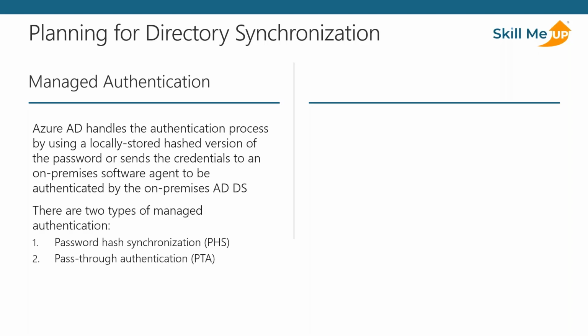There are two types of authentication when using the hybrid identity model. The first one is managed authentication. So Azure AD handles the authentication process by using a locally stored hashed version of the password, or sends the credentials to an on-premises software agent to then be authenticated locally. There are two types of managed authentication. One is called password hash synchronization, or PHS, and then one is called pass-through authentication, PTA.